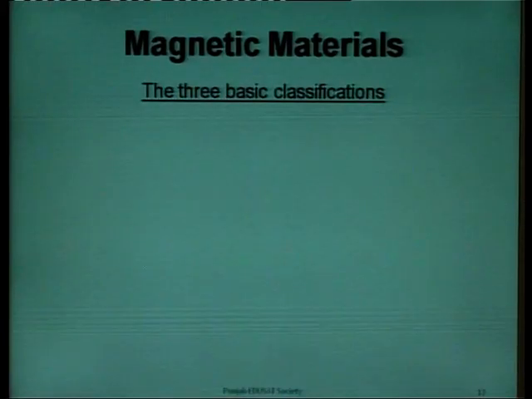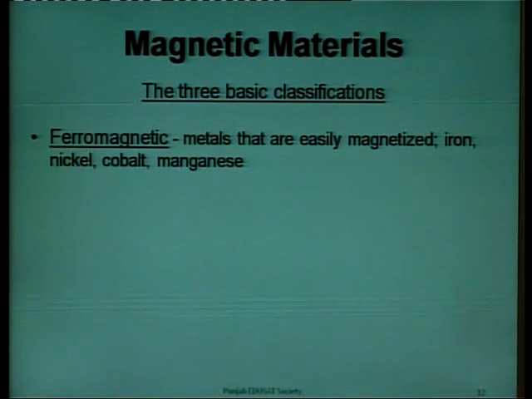So, in the magnetic materials, there are three basic classifications. First is the ferromagnetic material. They are the materials or metals which can be easily magnetized. Iron, nickel, cobalt and manganese are examples of the ferromagnetic materials. So, the ferromagnetic materials can be easily magnetized.